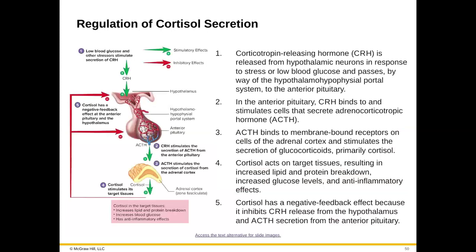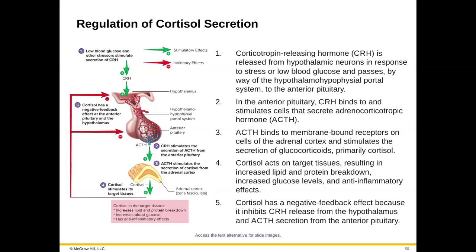Now, looking at the regulation of cortisol secretion, corticotropin releasing hormone, CRH, is going to be released from the hypothalamic neurons in response to either low blood glucose or stress, typically chronic stress. And this is going to happen by way of the hypothalamo-hypophyseal portal system to the anterior pituitary, because this is an anterior pituitary hormone. In the anterior pituitary, CRH is then going to bind and stimulate cells that are going to secrete adrenocorticotropic hormone, or what we'll refer to as ACTH. So ACTH will then stimulate the secretion of cortisol from the adrenal cortex.